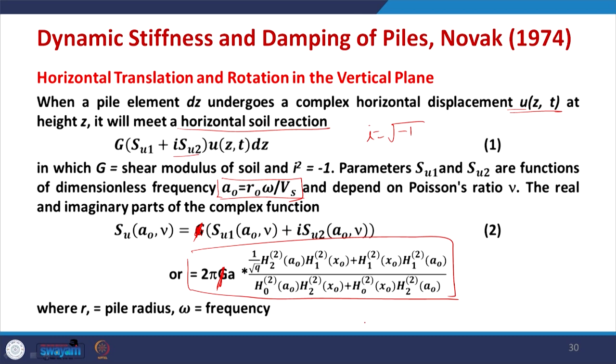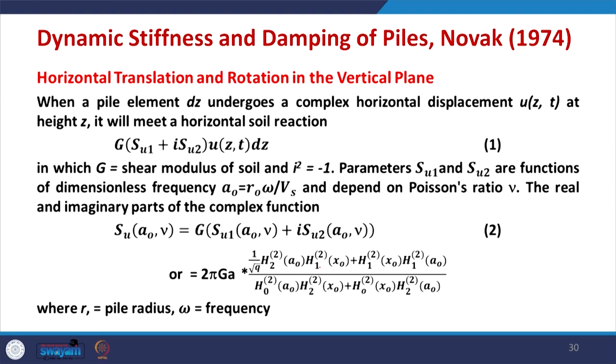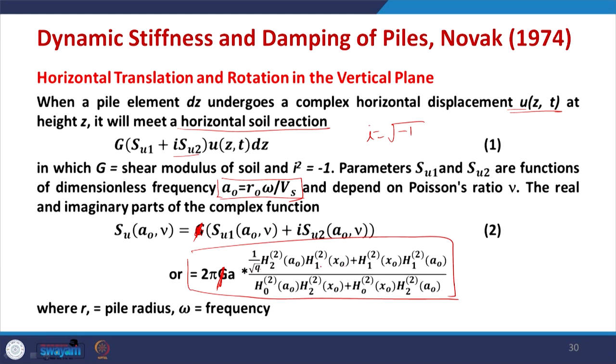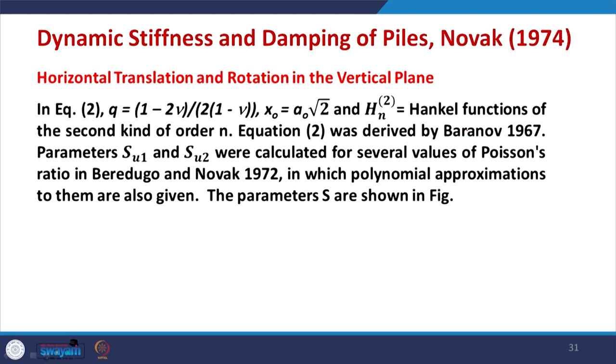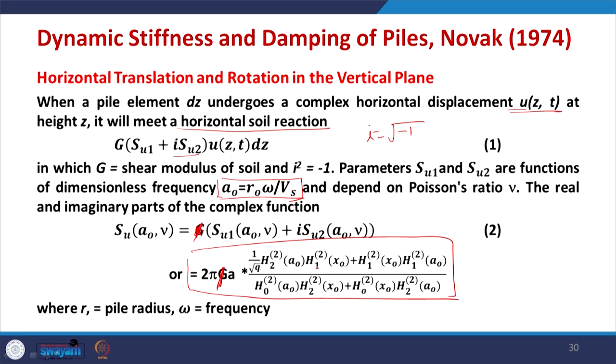So Q is here, and then X naught is also here. The values of Q and X naught are given by these relations, and HN2, where N can be 1 or 2, is the Hankel function of the second kind of order N. The 2 denotes the second kind, so this is a Hankel function of the second kind of the first order, and this one is the 0th order.